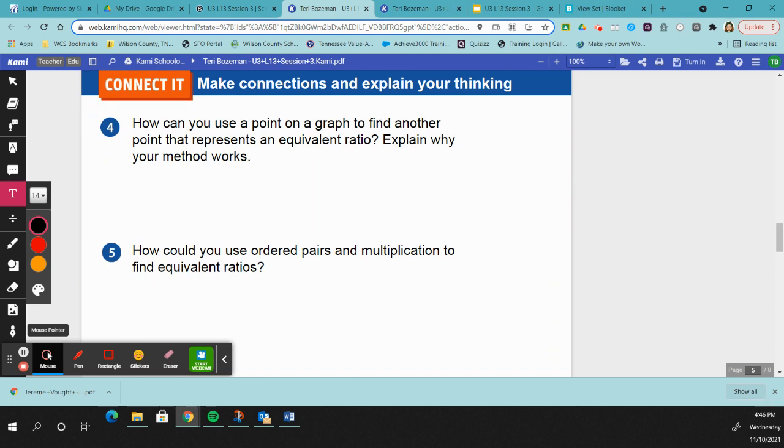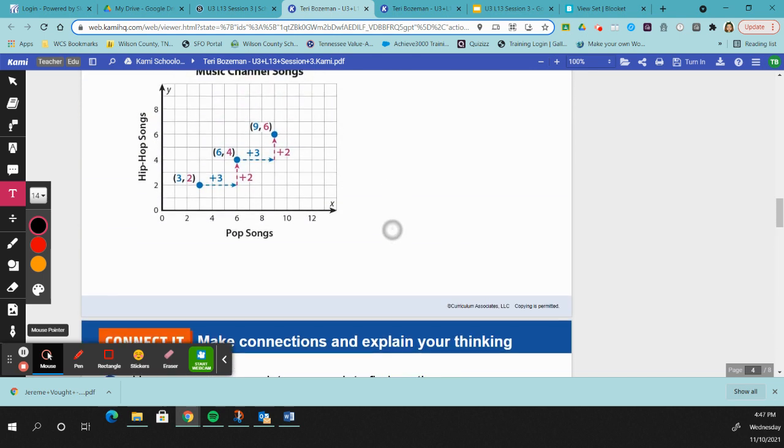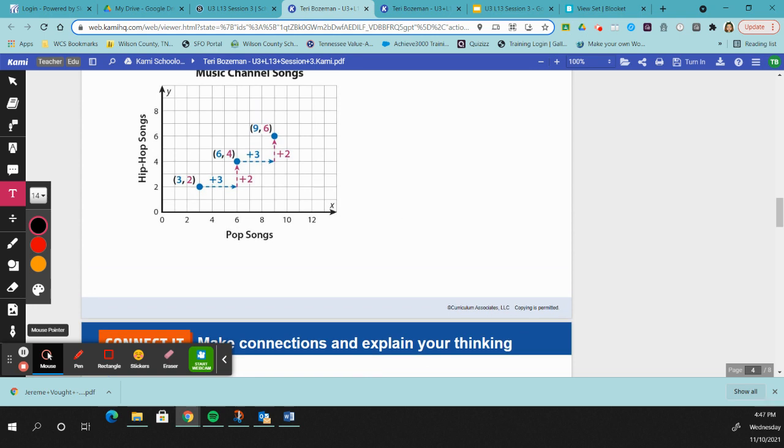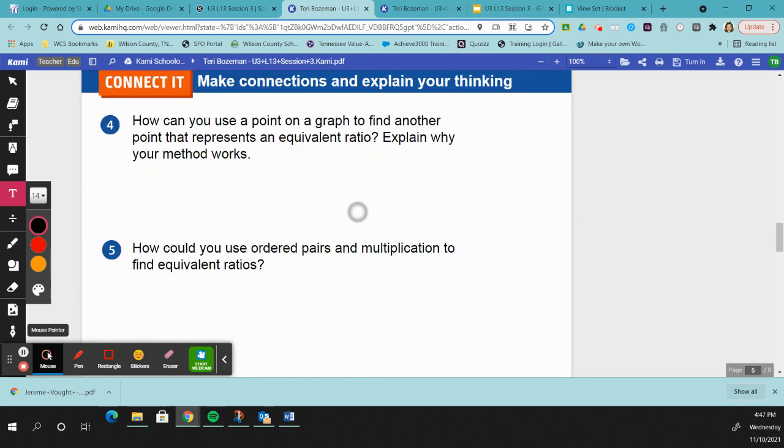So number 4 says, how can you use a point on a graph to find another point that represents an equivalent ratio? Explain why your method works. So if we are looking at this, then we are saying, okay, you can use a point on a graph to find another point that represents the equivalent ratio. So when we were looking back here at this, we were following the pattern of our ordered pair. So that is what you would do.